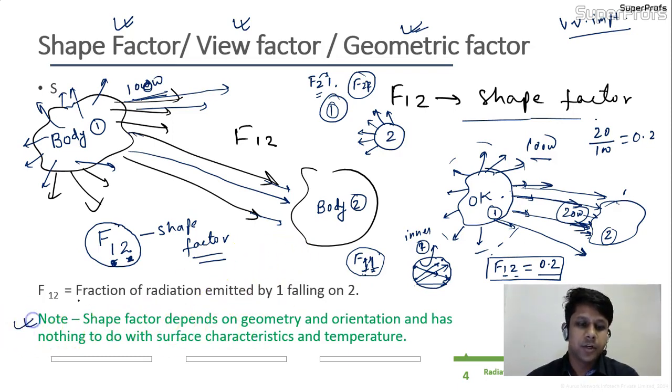This is a very important point. The shape factor depends only on geometry and orientation. If the orientation and geometry of this body are changed, the shape factor will change. It has nothing to do with surface characteristics and temperature. So shape factor depends only on geometry.